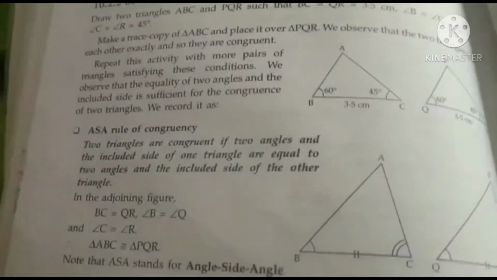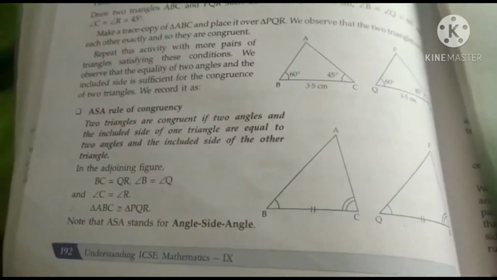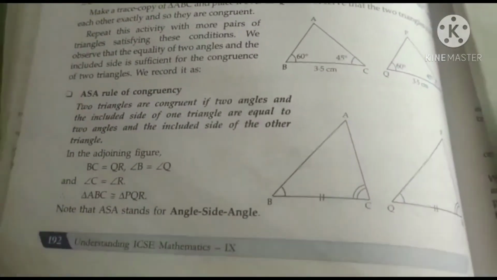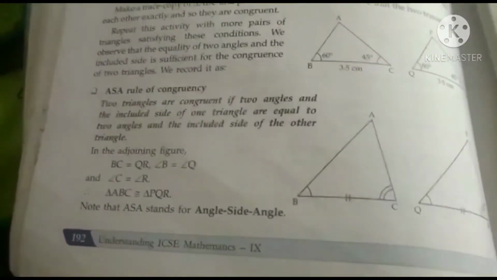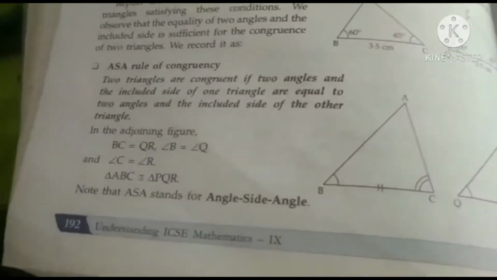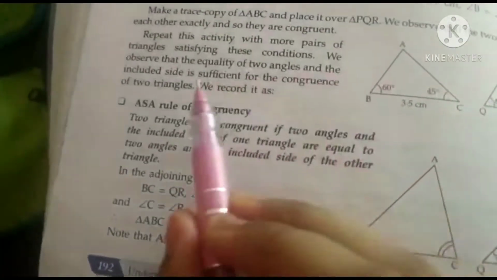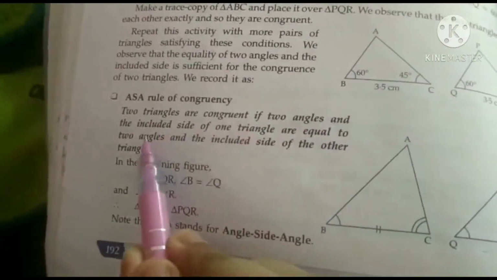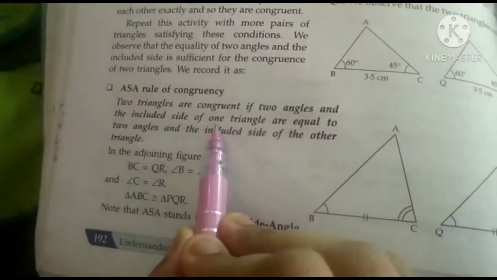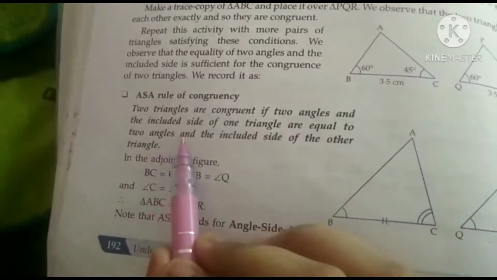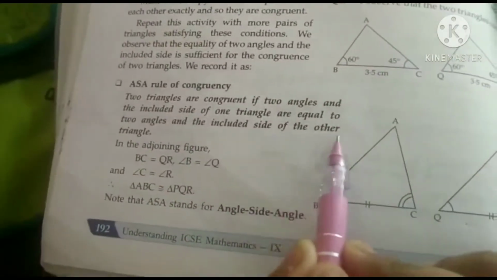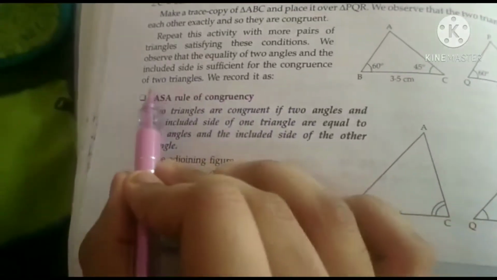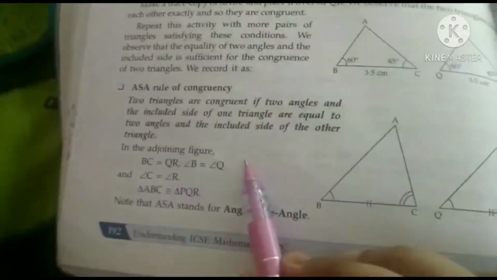Hello friends, today I, Unnati Porwar of class 9C, am going to explain the topic ASA rule of congruency. The ASA rule of congruency stands for angle side angle. Its property says that two triangles are congruent if two angles and the included side of one triangle are equal to two angles and the included side of the other triangle. Then we can say that this is the criterion of the ASA rule of congruency.